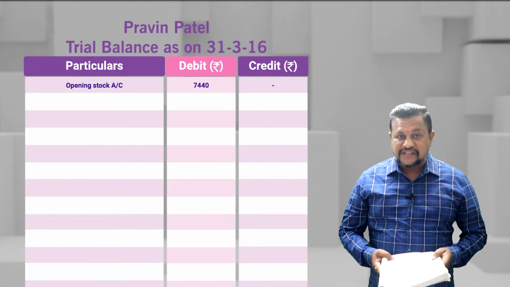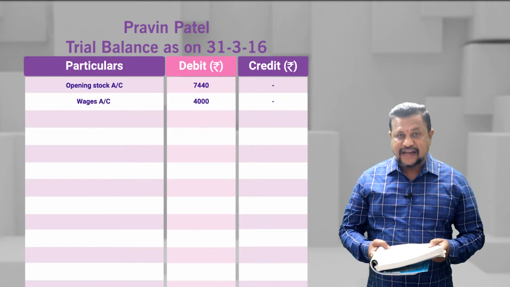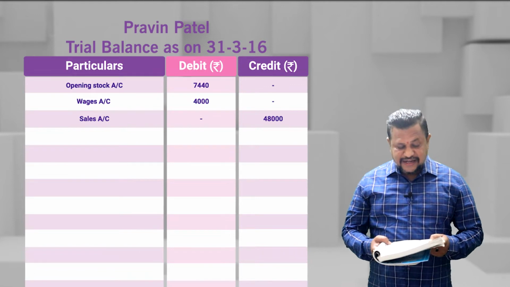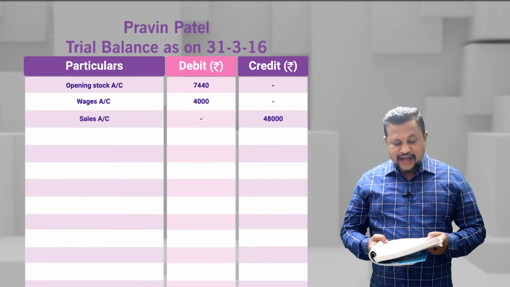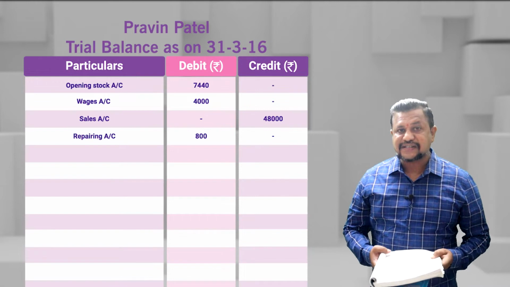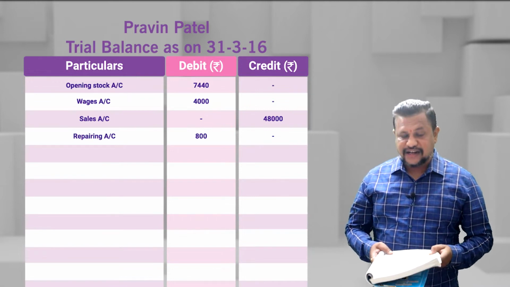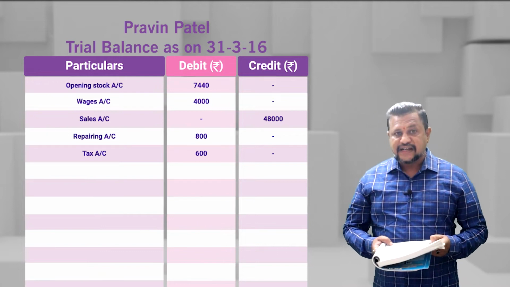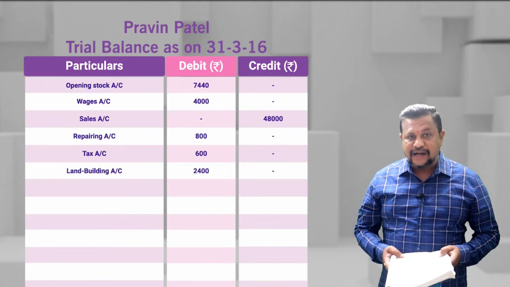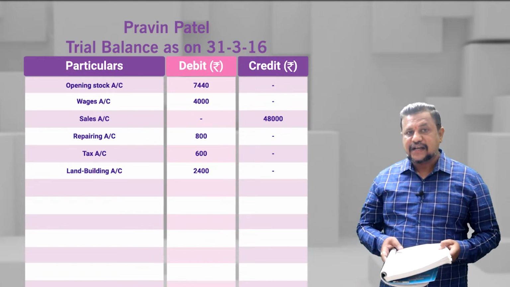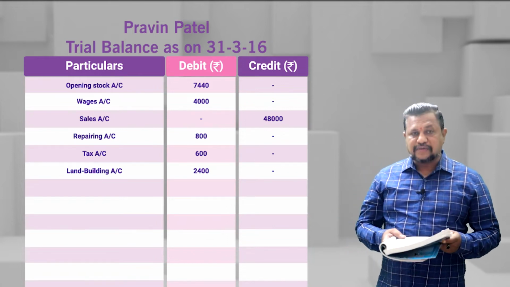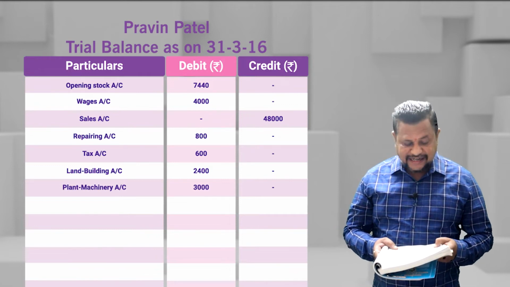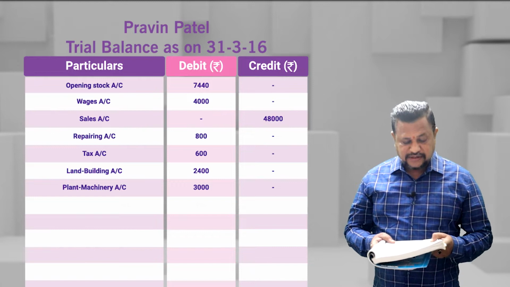7440. Wages is an expense, debit side 4000. Sales is an income, credit side 48,000. Repairing expense, debit side 800. Tax, again it is an expense, debit side 600. Land and building is a non-current asset, debit side 2400. Plant and machinery, again it is a non-current asset, debit side 3000.